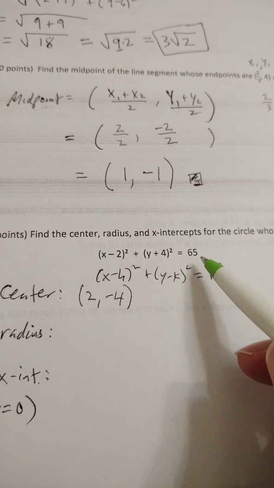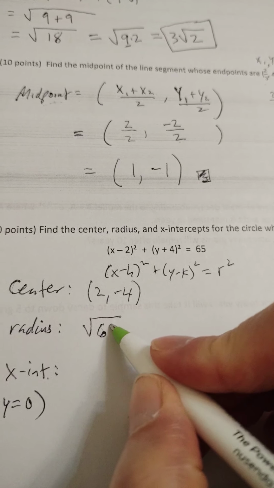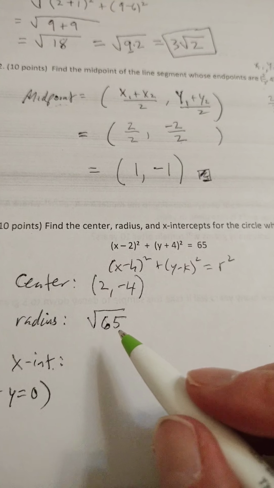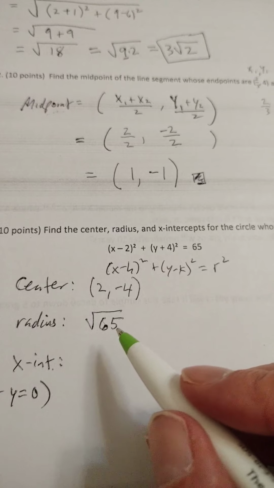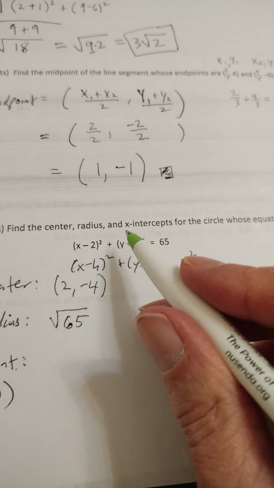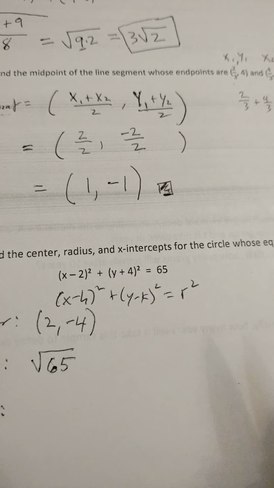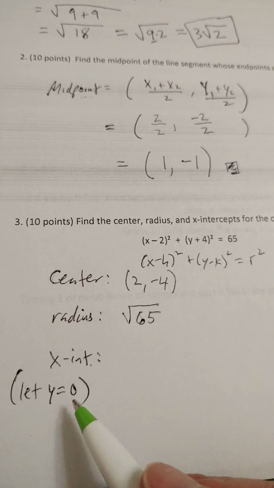If r squared is 65, then the radius is the square root of 65. And this cannot be simplified because the only factors of 65 are 13 and 5, and neither one of them are perfect squares. So we're done with that. And now I just want to find the x-intercept. We don't have to find the y-intercept for this problem, just the x-intercept. So how do I find the x-intercept? By letting y equal 0.